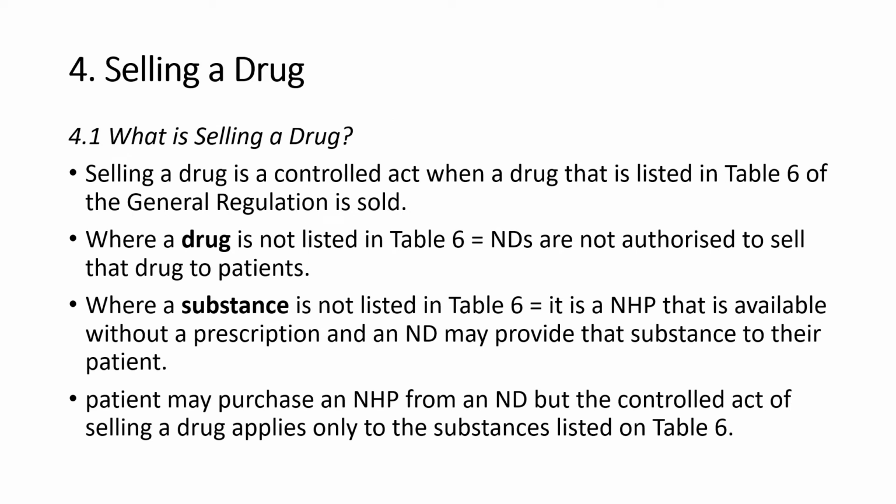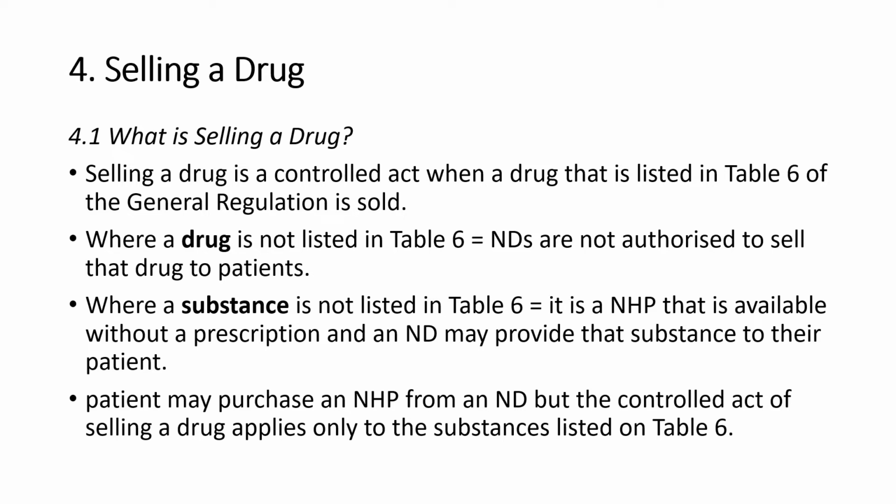Selling a drug. What is selling a drug? Selling a drug is a controlled act when an ND sells a drug that is listed in Table 6 of the General Regulation. Where a drug is not listed in Table 6 of the regulation, for example, Ativan, it is because NDs are not authorized to sell that drug to patients.